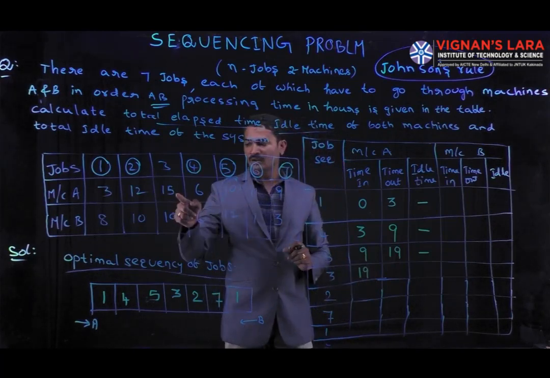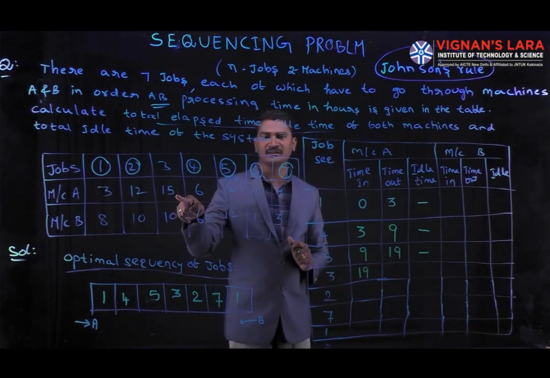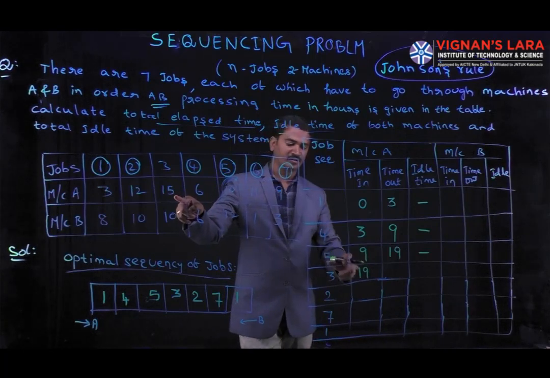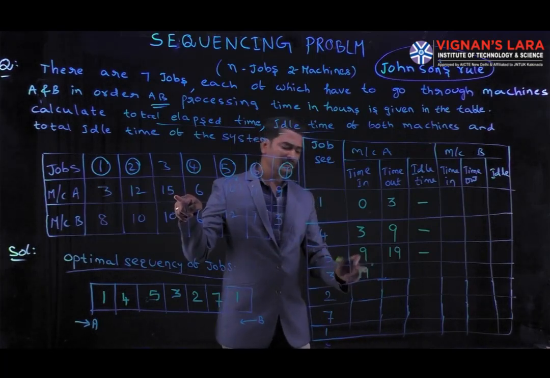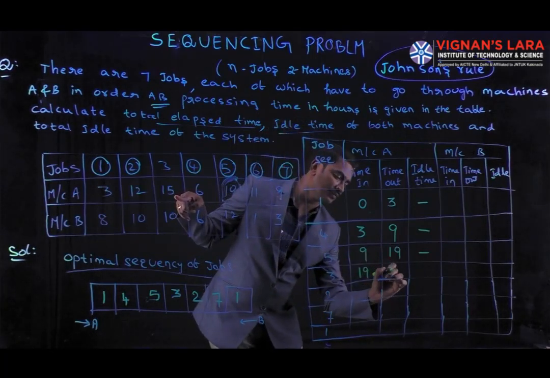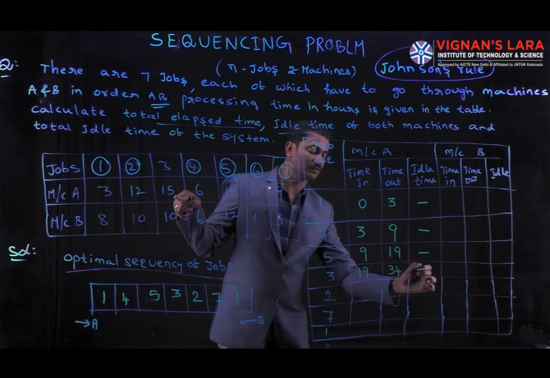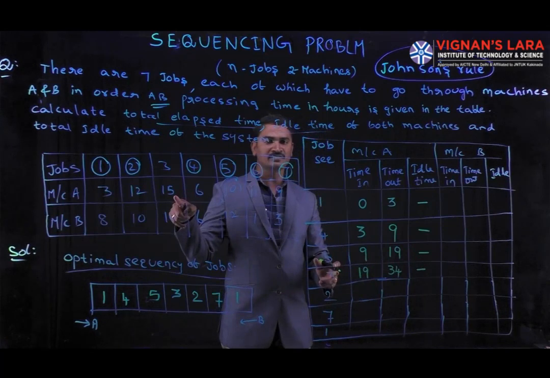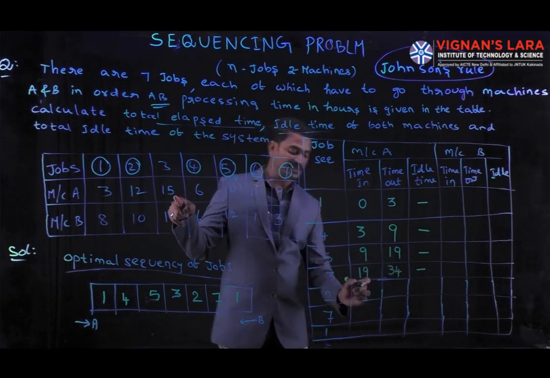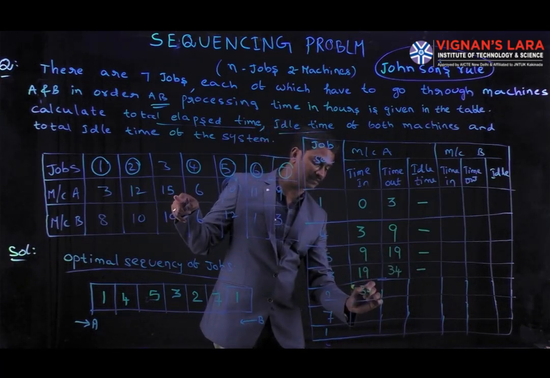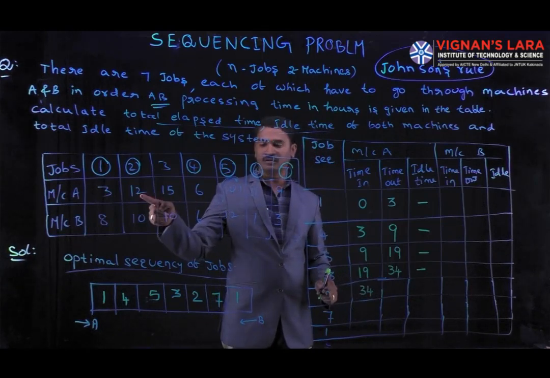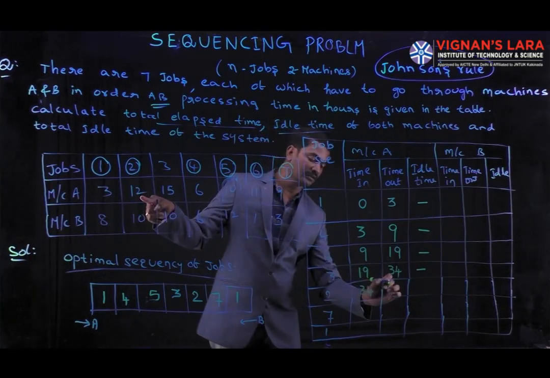Okay, the next job we are going to start at the 19th hour. How many hours did the job take? 15 hours. So 15 plus 19 is 34 hours. We come out at the 34th hour. Okay, this job was finished at the 34th hour. Next we are going to start another job at the 34th hour, and it will take 12 hours.